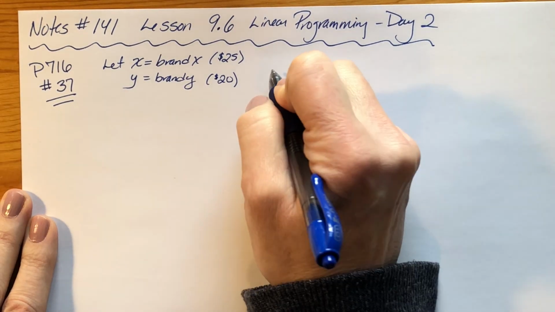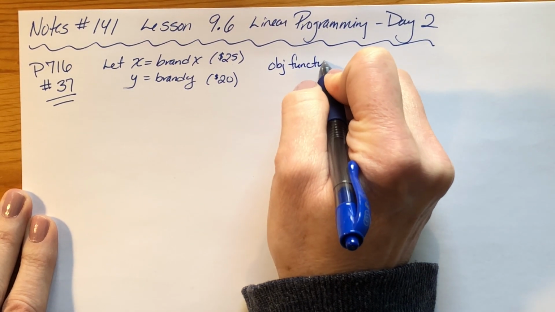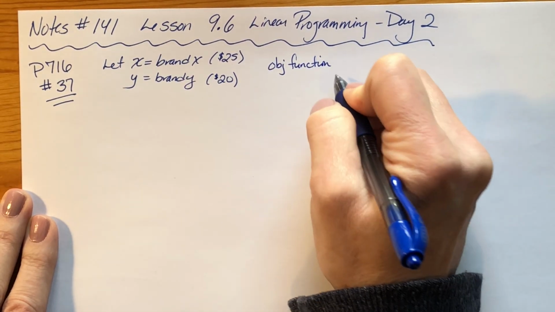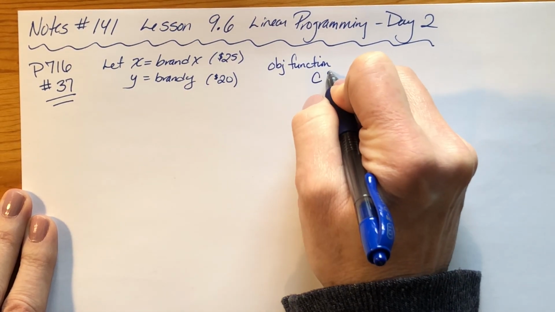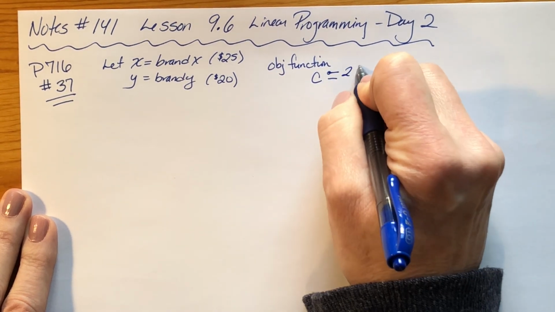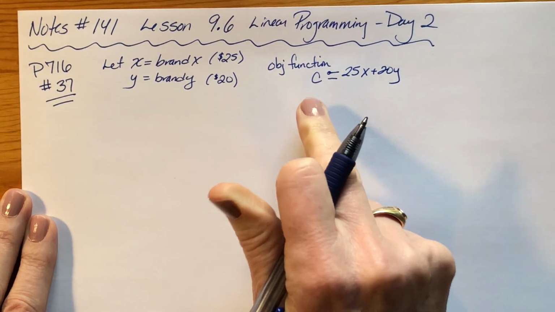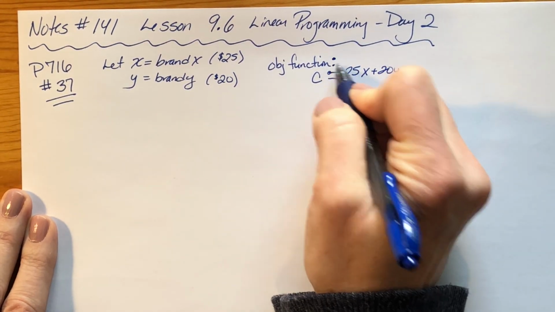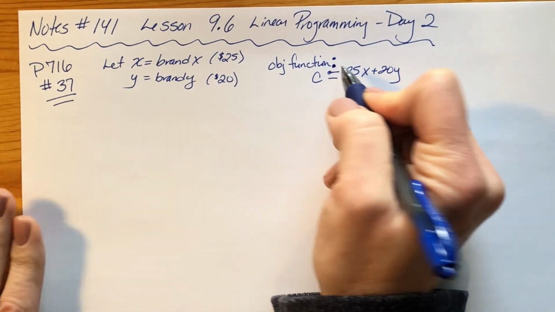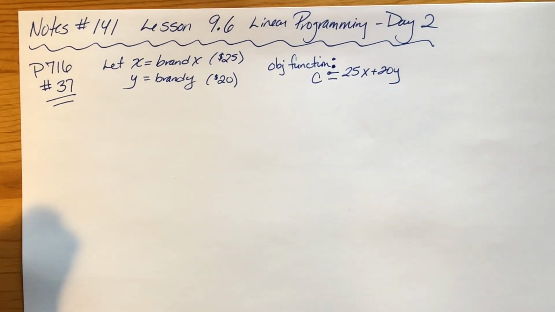So let's set our objective function. We want to find the objective function, let's call it C for cost, is equal to $25 for the first brand and then $20 for the second brand. So what we're really looking for here is the minimum value. Like, what's the least amount of money I could spend and feed these little doggies? Okay, so we're feeding dogs. I need to buy dog food.